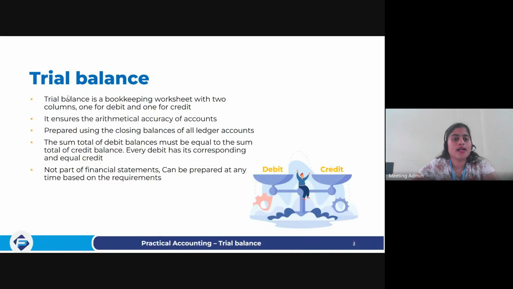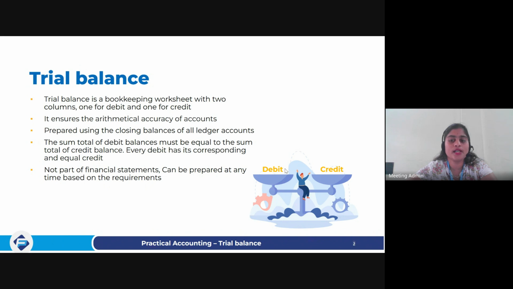You can see that trial balance is a bookkeeping worksheet. It is a worksheet with two columns, one for the debit side and another for the credit side, and it ensures the arithmetic accuracy of the accounts. Sometimes we miss zeros, sometimes we miss some figures. At that time you can cross verify and prepare using the closing balances of all the ledgers. Whatever ledgers you have done and closed, we carry everything to this trial balance. The sum of the total debit balance and credit balance should be equal.